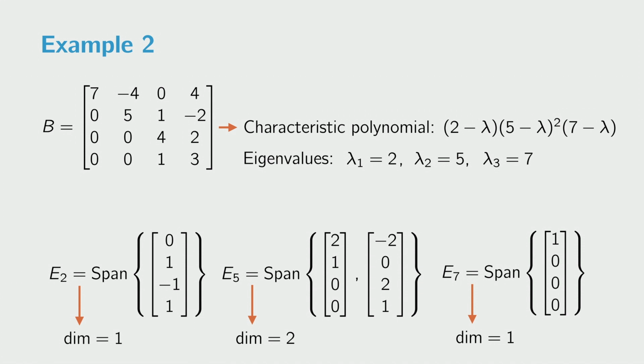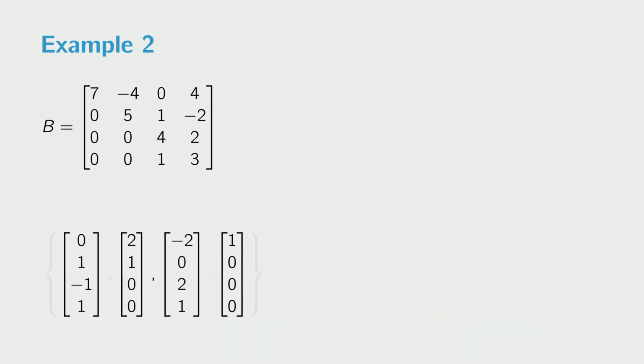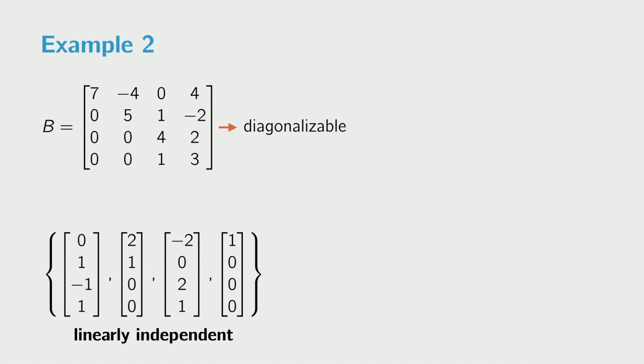Why is that? Well, we can make a set of 4 eigenvectors by simply combining the bases. As you can check, this set is in fact linearly independent, and this is no coincidence. For any matrix, the union of bases of the eigenspaces is linearly independent. So we found a set of 4 linearly independent eigenvectors, which means that the matrix is indeed diagonalizable.